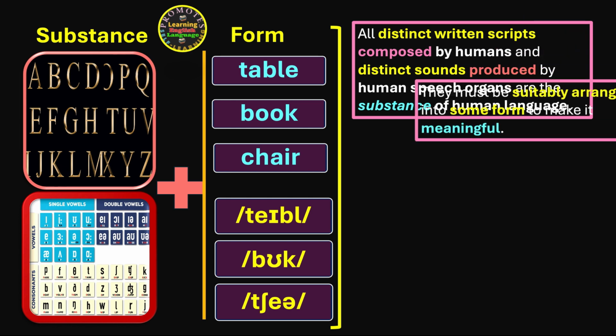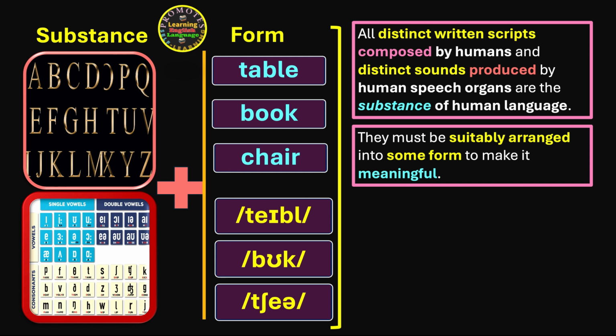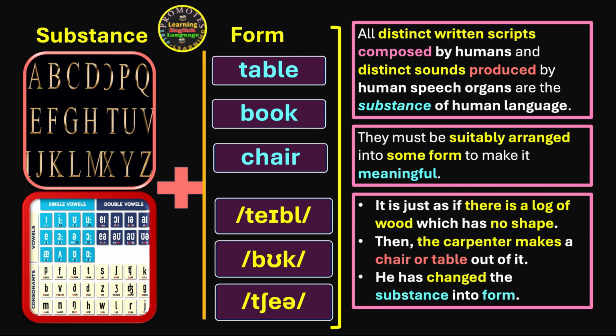We have some more information in this respect. They must be suitably arranged into some form to make them meaningful. It is just as if there is a log of wood which has no shape, which has no form. Then the carpenter makes a chair or a table or anything out of it. So what the carpenter has done is change the substance into form by making a table or chair.